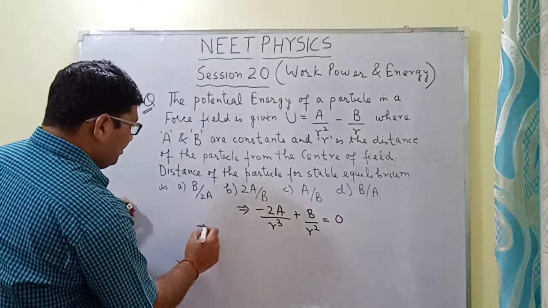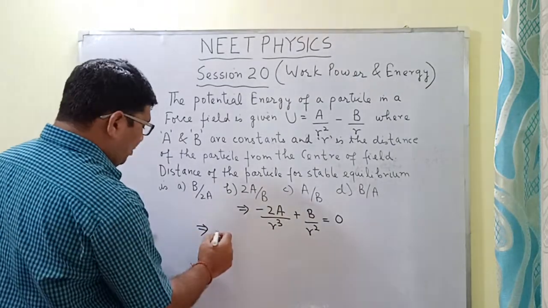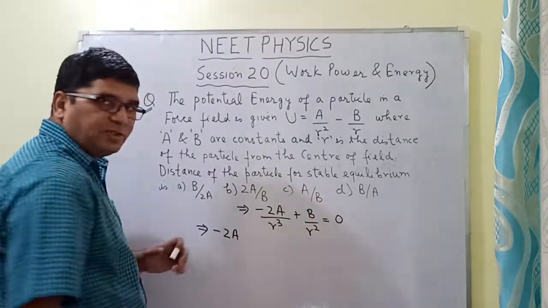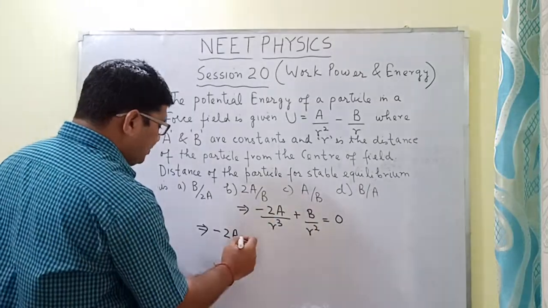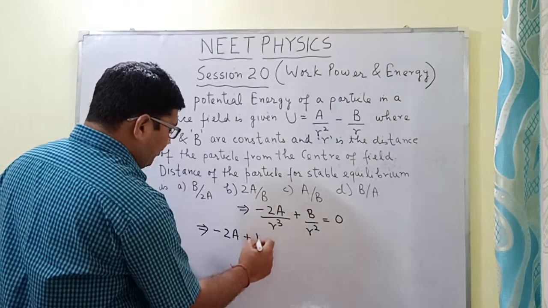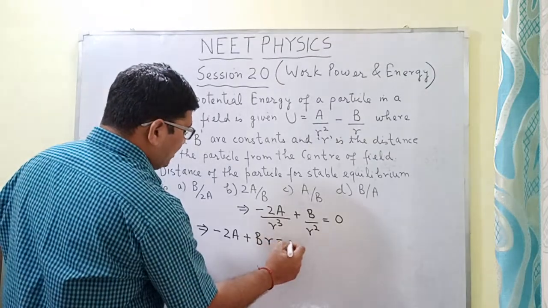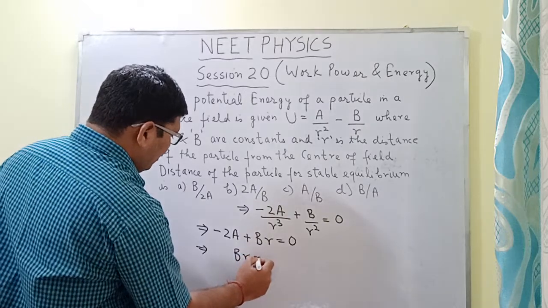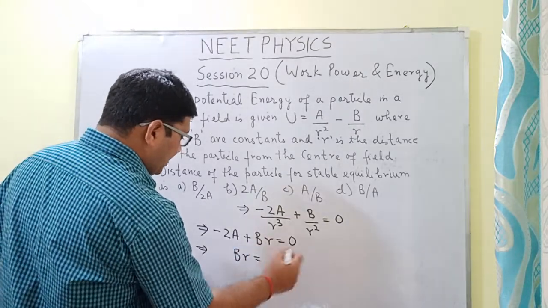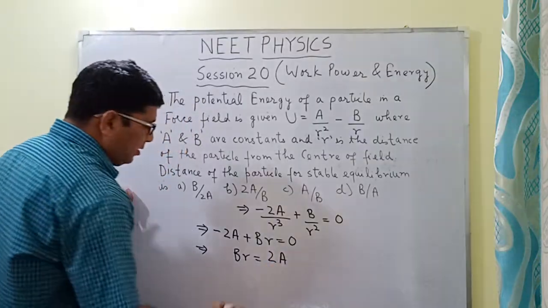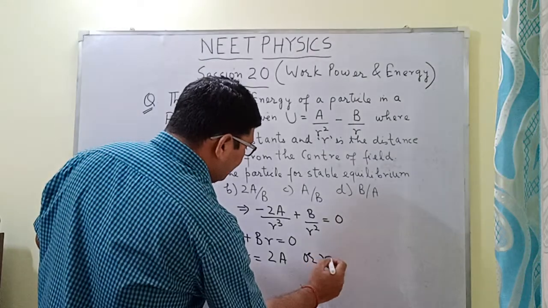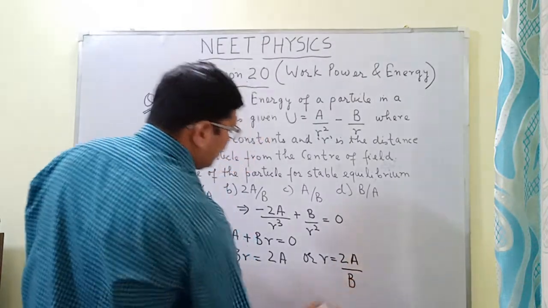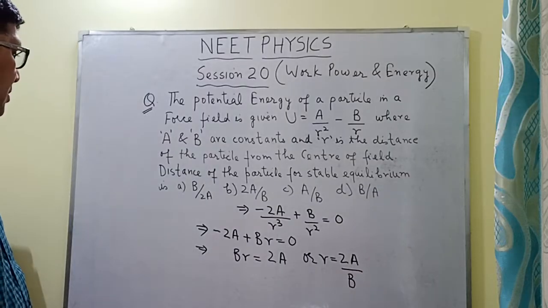So it implies that ये आपको हो जाएगा -2a. I'm just multiplying this whole equation by r³ on both sides of this equation, so we will be getting -2a plus br is equal to 0. So it implies that br will be equal to 2a, और r will be equal to 2a divided by b, ठीक है, 2a divided by b.